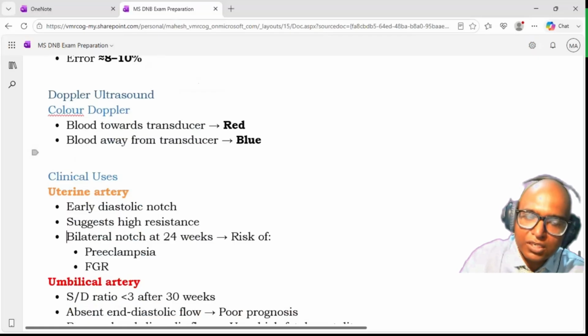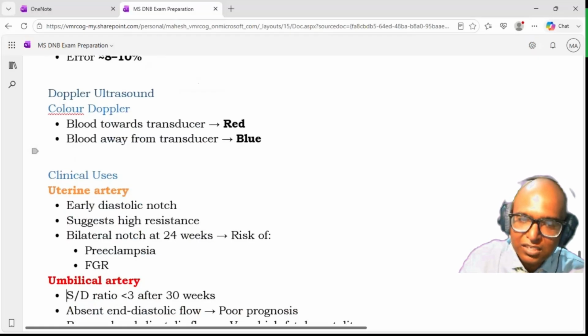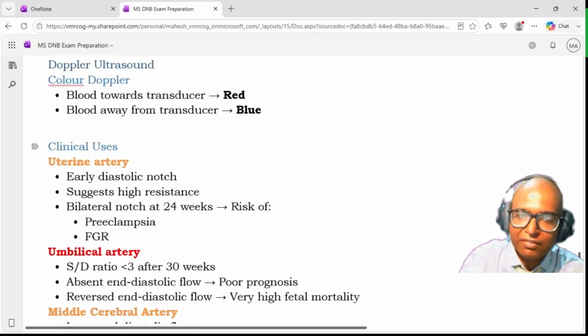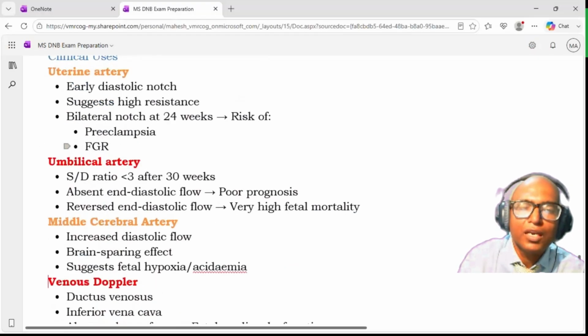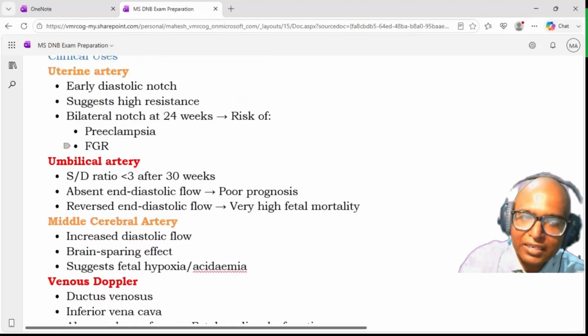Okay, so first is the uterine artery. If you get an early diastolic notch, that suggests a high resistance. If you see bilateral notch at 24 weeks, that means the patient is at risk of development of preeclampsia or fetal growth retardation.